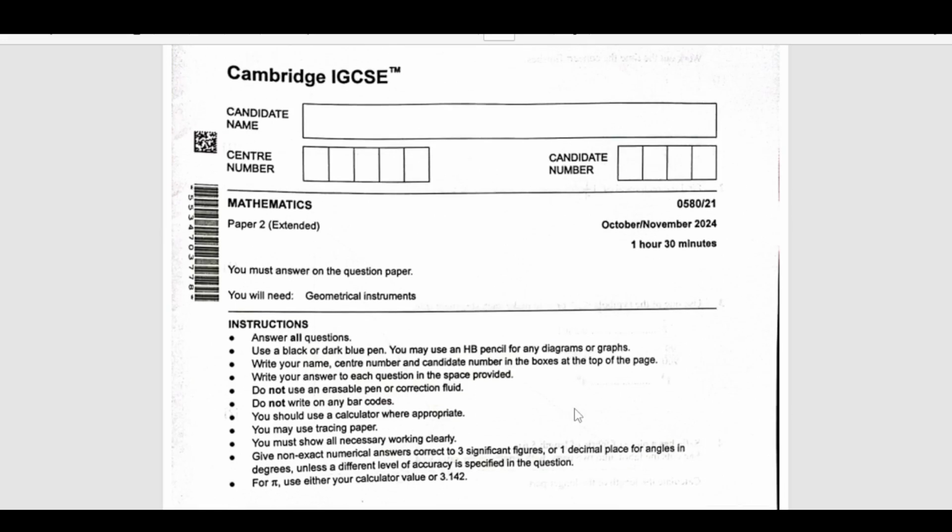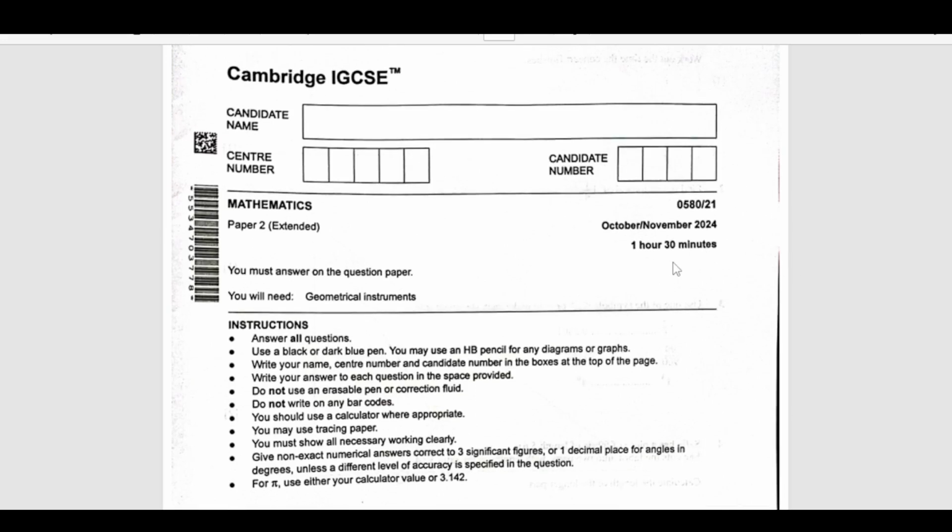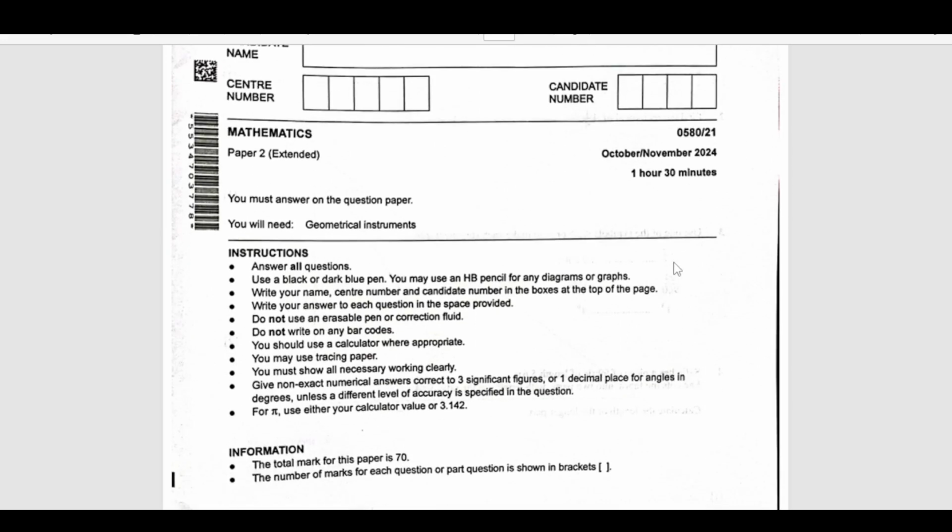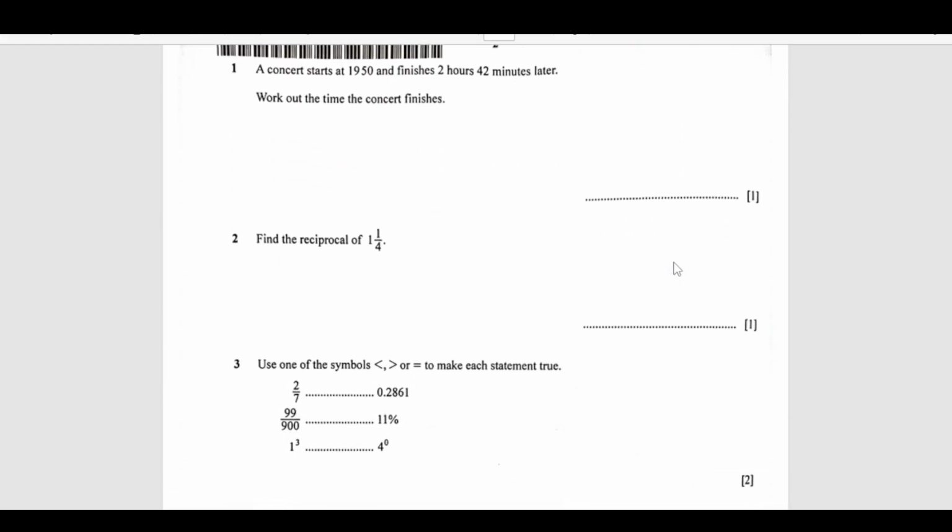This is Cambridge IGCSE October-November 2024 paper 2-1 for extended students. So time to finish this paper is 1 hour 30 minutes and you know all the instructions. So now here we have the first question that I have here.